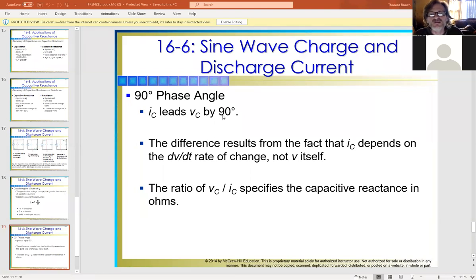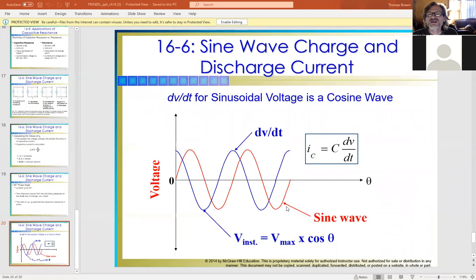And again, it depends on the rate of the voltage with respect to time and not the voltage itself. It's actually just the changes that occur over time because you're going to have different amplitudes at different moments and that type of thing. All right. And then the very bottom statement: a ratio of VC over IC specifies the capacitive reactance in ohms. So remember that reactance is always measured in ohms. There is no difference as far as that goes. It's just where it is.